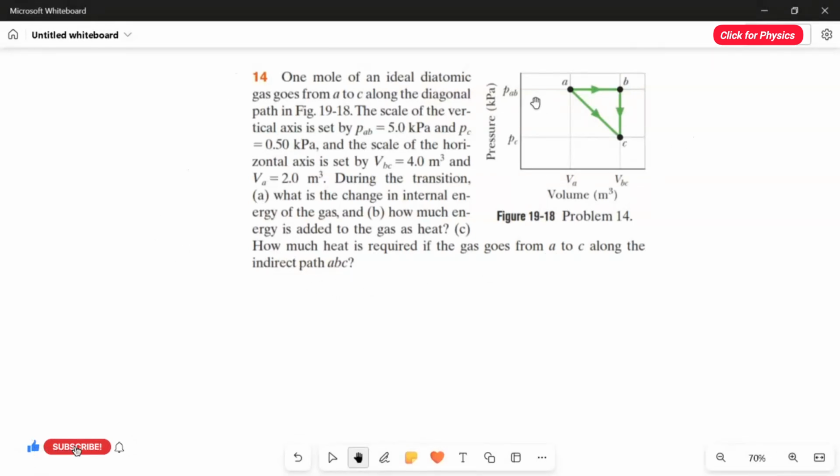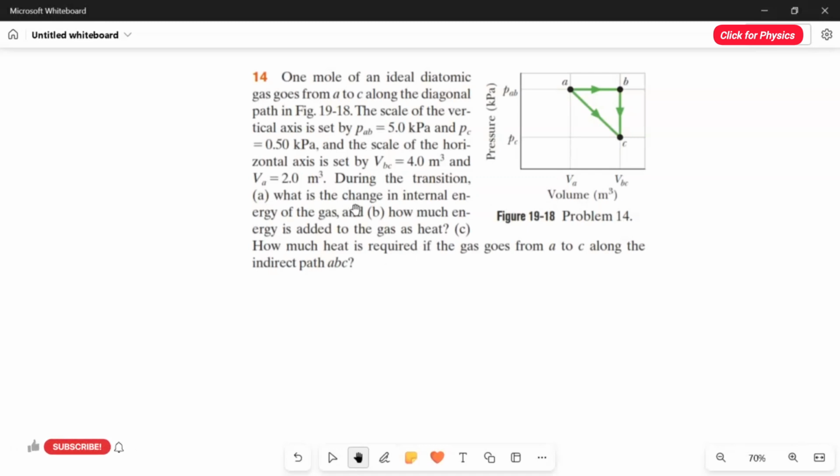So here we have to see the PV diagram, and in this PV diagram pressure is in the y-axis and volume is taken in the x-axis, and the pressure at point AB, which is given here as 5 kilopascal, and pressure at point C, which is equal to 0.5 kilopascal, in the y-axis. Likewise, in the x-axis, the volume at points B and C, as well as the volume at point A, is given here as 4 cubic meter and 2 cubic meter respectively. So here we have to answer these three questions.